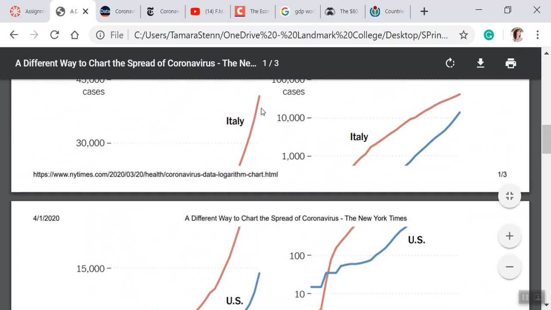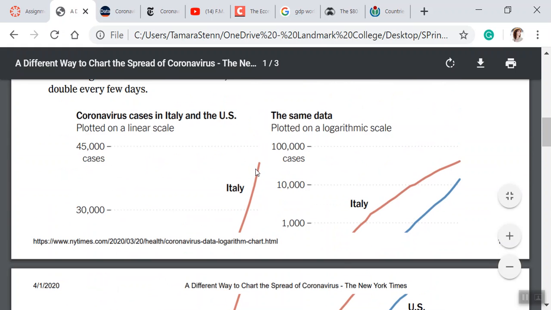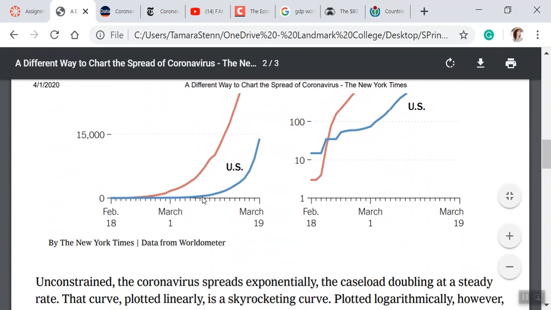And here we are, this ends at March 19th, and Italy has a lot of cases. The United States was just starting to get cases in March, okay, and by March 19th, we're well on our way to hitting our first 15,000 cases.